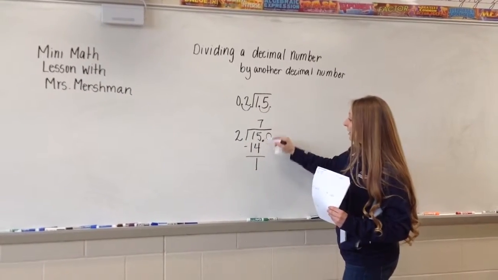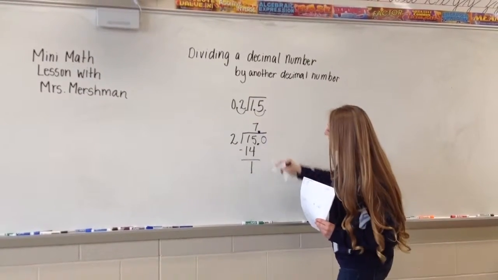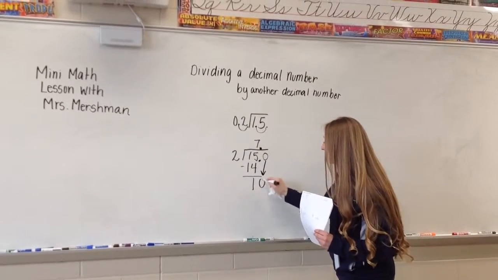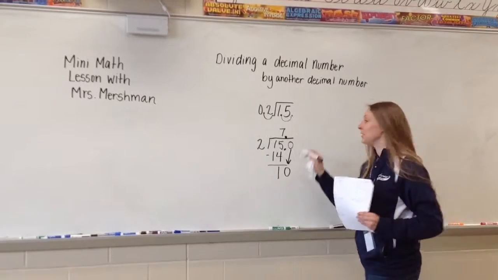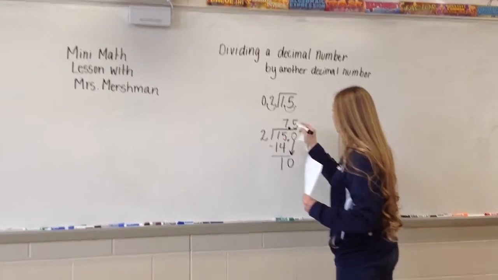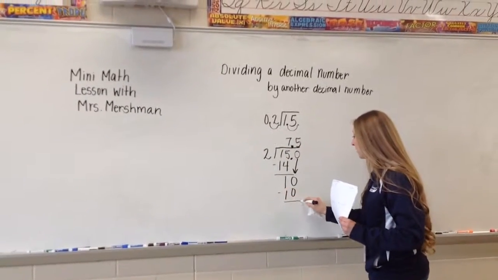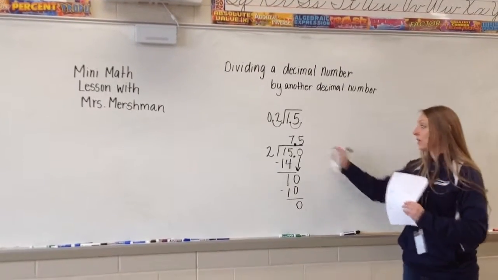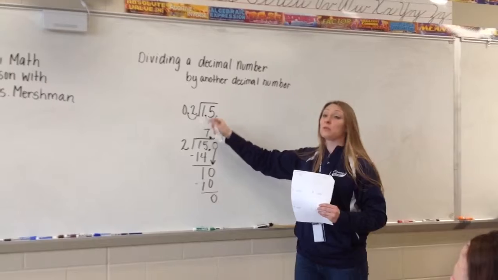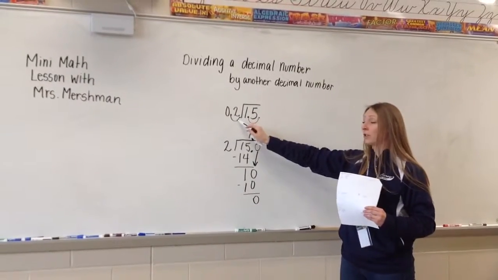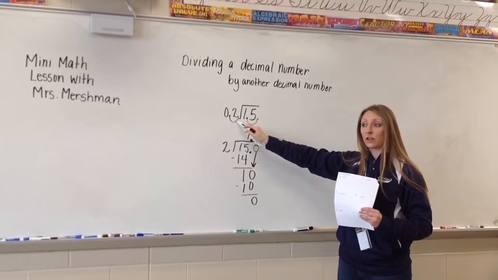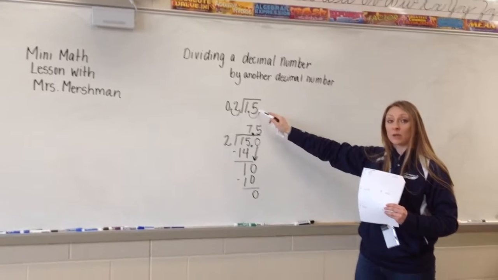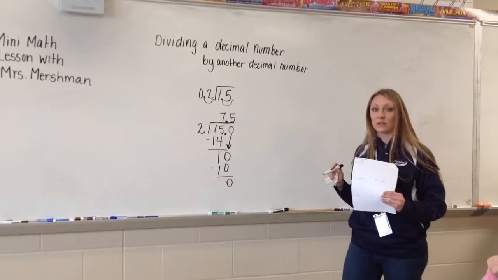Don't forget to put that decimal point up in your quotient, and then you can go ahead and bring down 0. 2 goes into 10 5 times. 2 times 5 is 10. When I subtract, I have nothing left over. So this is one case where you basically just move your decimal points over to create a whole number in the divisor, and then you do the same number of spaces for your dividend.